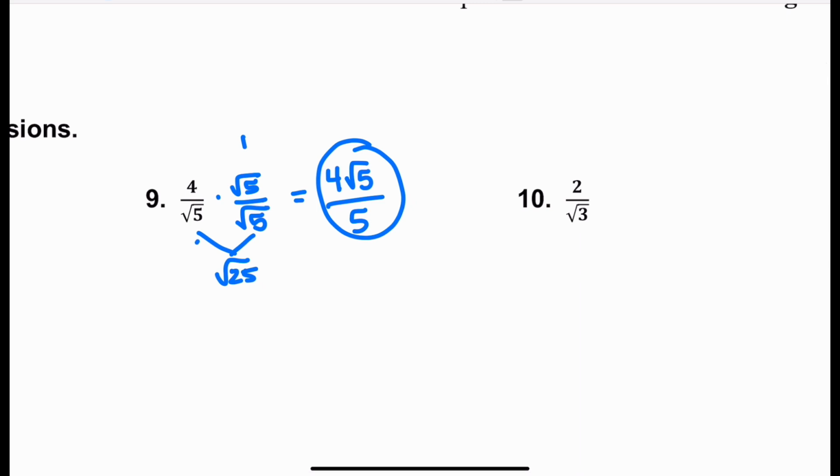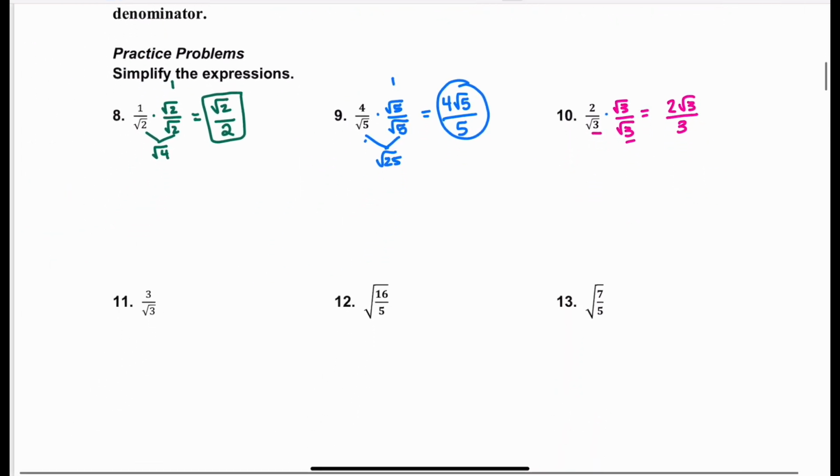Number 10, we have 2 divided by the square root of 3. We're going to times it by a 1, but we want to get rid of the square root of 3 in the denominator, so we're going to times by the square root of 3 divided by the square root of 3. This is going to equal 2 square root of 3 all over 3. So square root of 3 times square root of 3 is square root of 9, which just ends up being the 3.